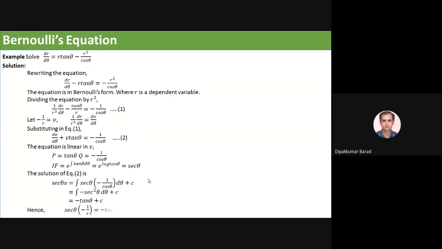And instead of v, we can put minus 1 upon r. Okay, so this is our solution: sec theta into minus 1 upon r is equal to minus tan theta plus c. Or you can multiply with the minus sign, so you get sec theta upon r is equal to tan theta minus c. So is it clear for everyone?